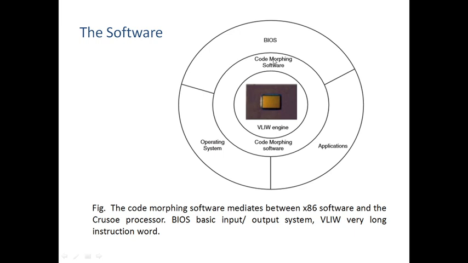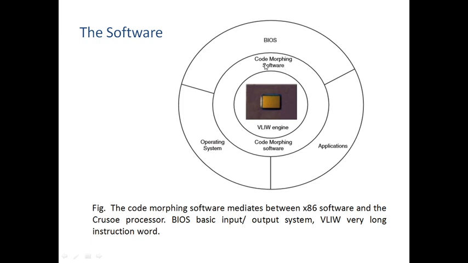And the code morphing software has the write option for any modifications required in the VLIW engine. The modifications are done by the code morphing software. Any write operation is done through the code morphing software. But the outer layer, the high level language software, doesn't interact directly with the VLIW engine. That is the main difference between the general VLIW engine instructions and the general x86 architecture. This outer layer is nothing but x86 architecture instructions. This inner layer is VLIW instructions. In between we have code morphing software.